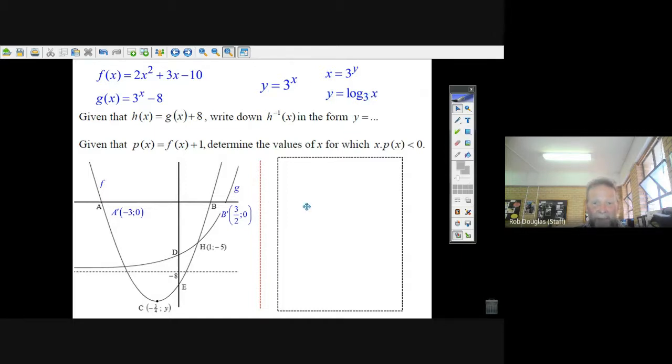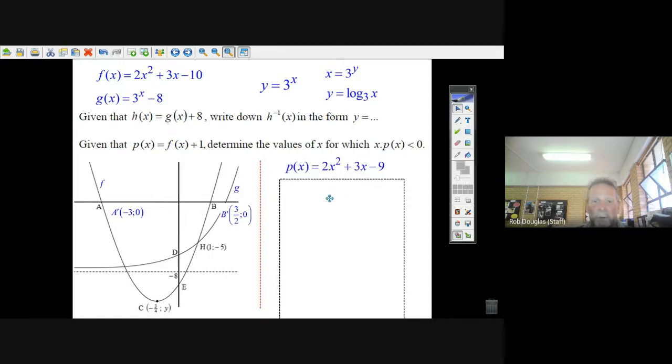Now they ask us, this next question is a little bit tricky. They say, what if we took f of x and we added 1 to it? Well, minus 10, if we added 1 to it, would turn into minus 9. So you'd have p of x equals 2x squared plus 3x minus 9. That's our new function.